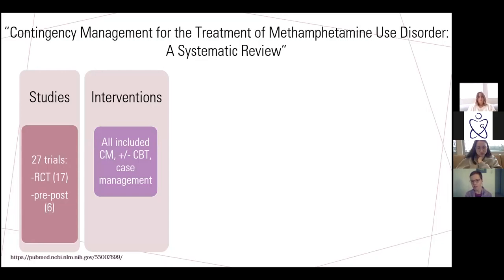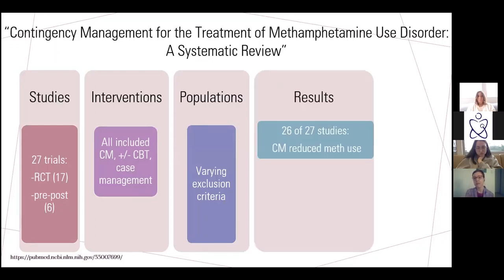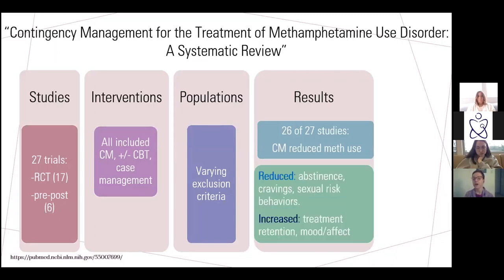There was some heterogeneity in terms of some also had CBT, some also had case management, although most of them did. And then very variable populations. So again, a little bit of a heterogeneous data set. But in 26 of 27 studies, contingency management reduced meth use, reduced cravings, reduced sexual risk behaviors, and then increased treatment retention, mood, and affect.